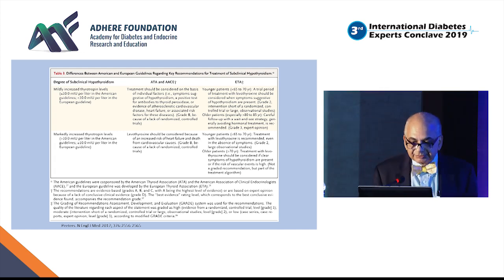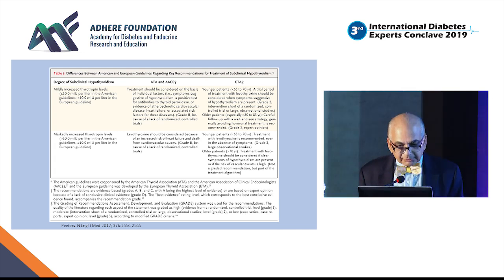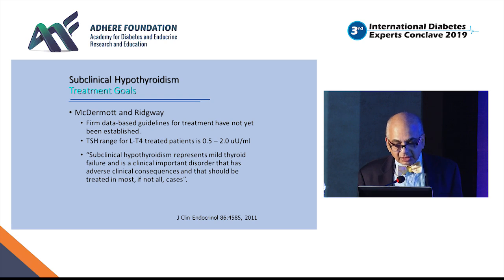Let me just, one minute. So there is still some controversy there, and we have to be a little pragmatic in how we treat them. It's not a strong evidence-based treatment paradigm, but the recommendation is that we should try to keep people's TSH between 0.5 and 2 if they are on treatment.